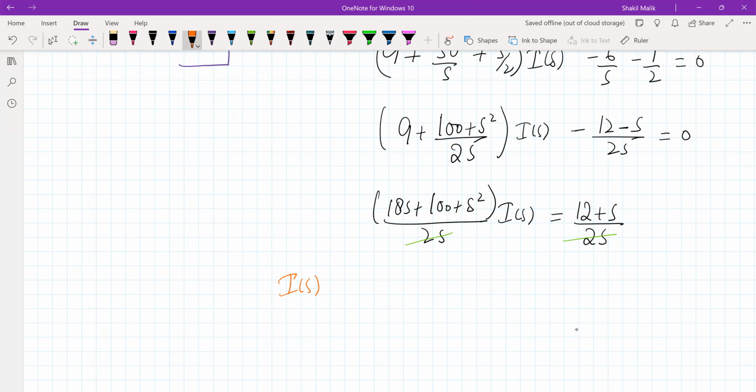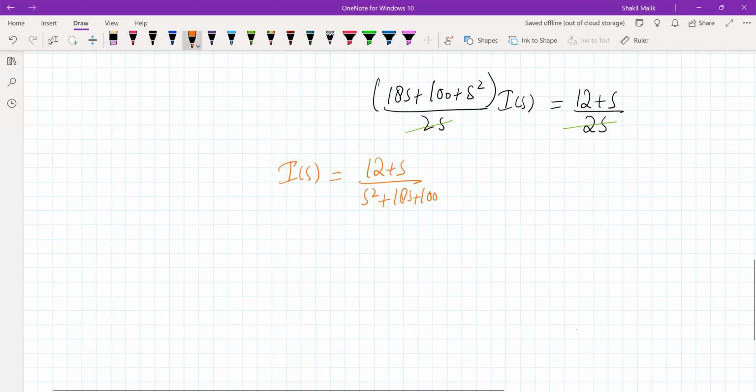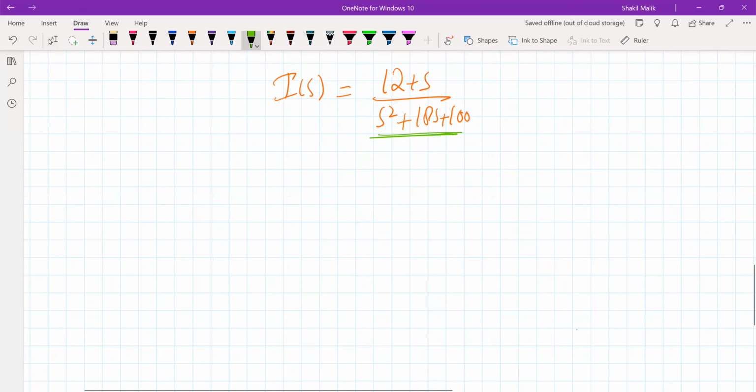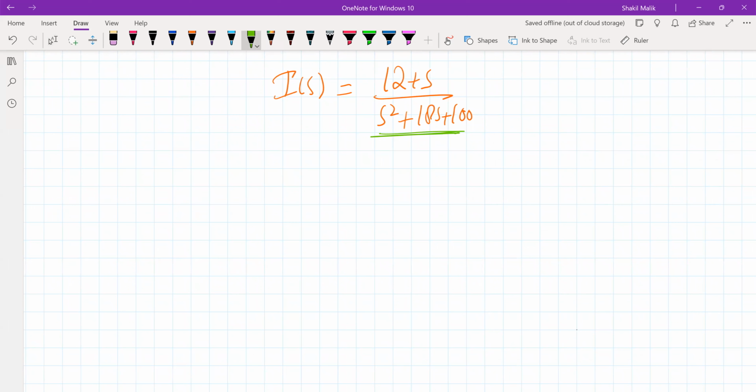I(s) is simply (12 plus s) divided by s square plus 18s plus 100. Dividing both sides by this s square plus 18s plus 100, we'll get this. So what we'll do is use partial fraction expansion. But to use partial fraction expansion, we must know the factors of this denominator term, the quadratic s square plus 18s plus 100.